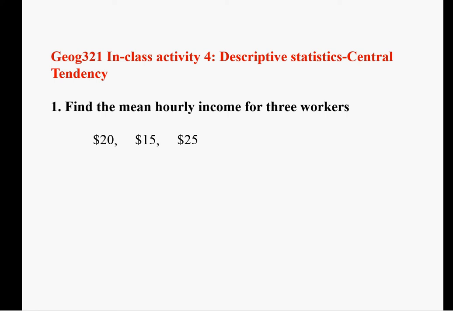Question 1. Find the mean hourly income for 3 workers. So we have hourly pay for 3 workers. When you read the class material, you know that this is the sample formula we use to calculate the sample mean. You plug in the 3 numbers, sum them up and divide by 3, and you obtain the mean value 20. So the calculation is straightforward.